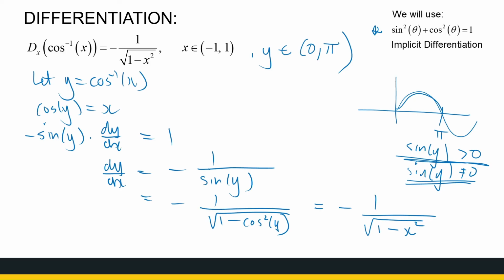Now you can use a similar technique for tan. It will work the same way. So that is all the proofs for why the derivatives are what they are.